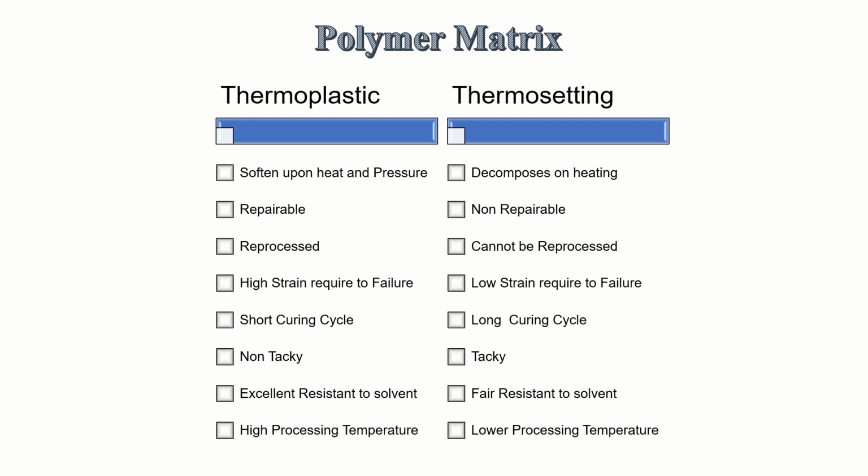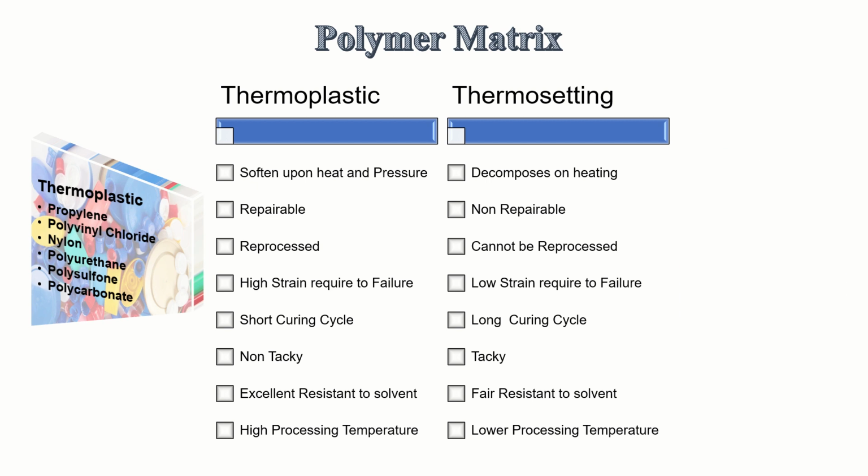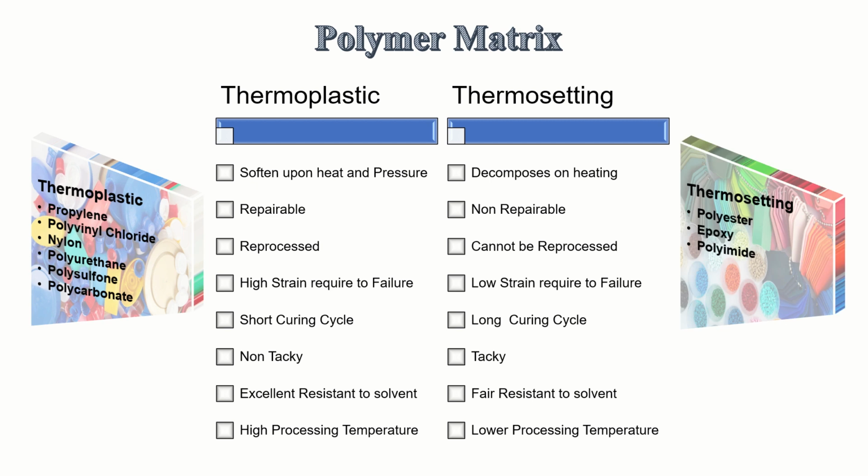Thermoplastics are repairable and we can process them easily, they have very good resistance to solvents, and a very high processing temperature. But thermosetting is not as flexible as thermoplastic, though it has good strength, and it requires a long curing cycle and a lower processing temperature. So these are some of the differences between thermoplastic and thermosetting. The different types of thermoplastics are polypropylene, polyvinyl chloride (PVC), nylon, polycarbonate and polysulfone. Thermosetting ones are polyester, epoxy and polyimide.